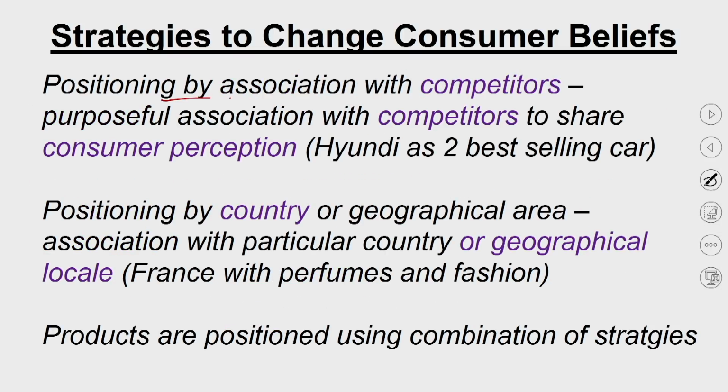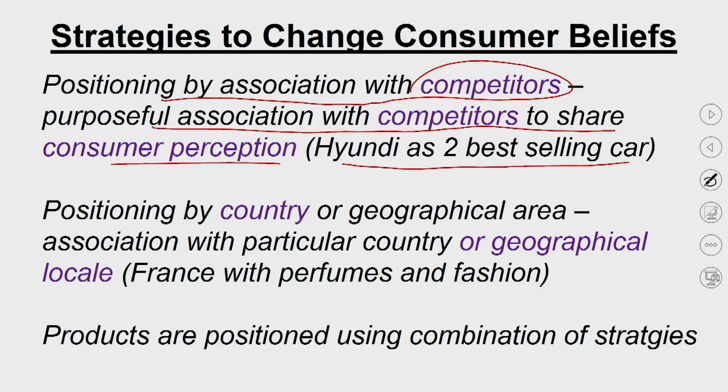I can also position my product by associating with competitors. So what I can do is purposefully associate with competitors to share consumer perception. Say Hyundai is the second best selling car. I'll say, of course we know that Maruti is the number one selling car, but what we are doing is number 2, which basically means I am basking in the glory of Maruti somehow. I am basking in the spotlight of Maruti, and so I am pushing my car. Hyundai is pushing its car, saying that if not the best, it is the second best. All those features that Maruti is offering are also being offered by Hyundai.